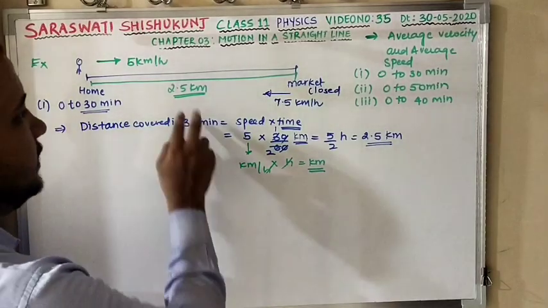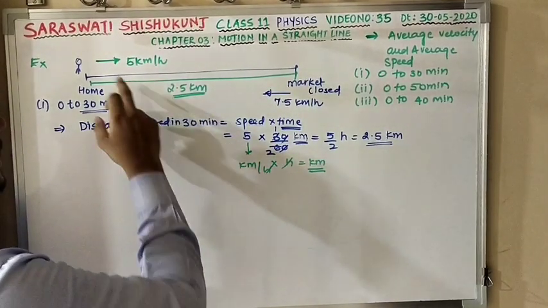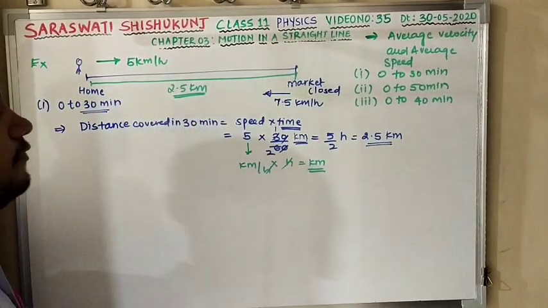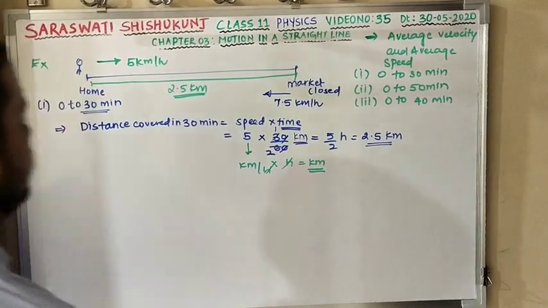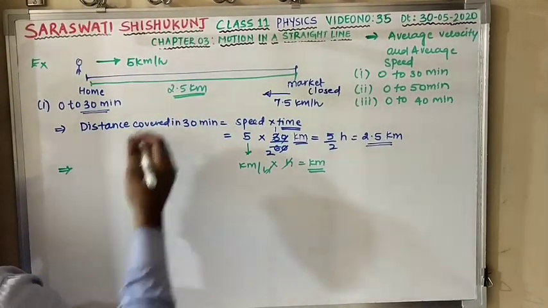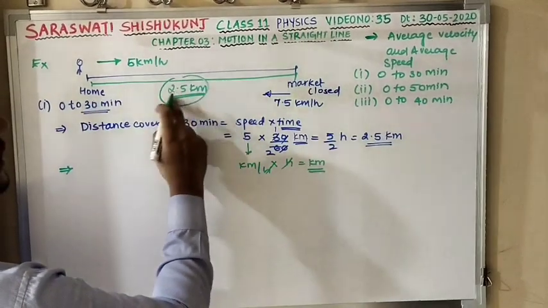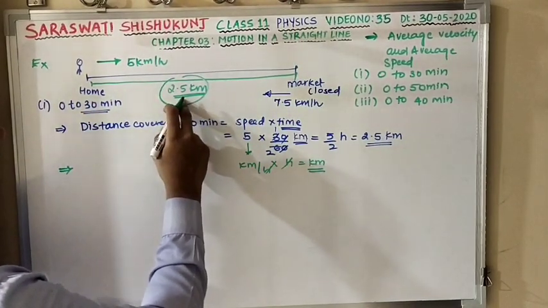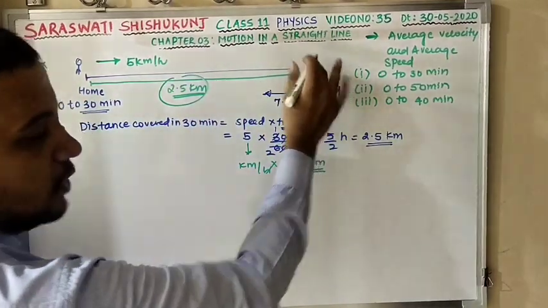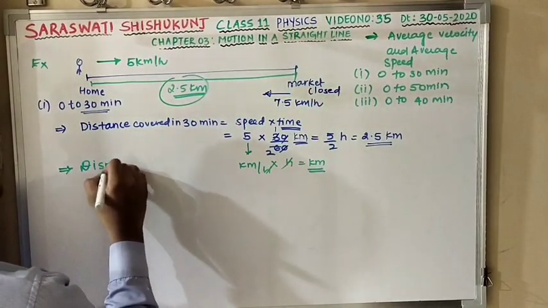100%. For 30 minutes, distance is how much? 2.5 kilometers, and he covers this in 30 minutes only. So the answer is, from home to market, distance is what? 2.5 kilometers. If you need to calculate displacement, they have given in the question that the market and home are situated 2.5 kilometers apart. This means this is your initial position, and after 30 minutes this is your final position. Yes or no?